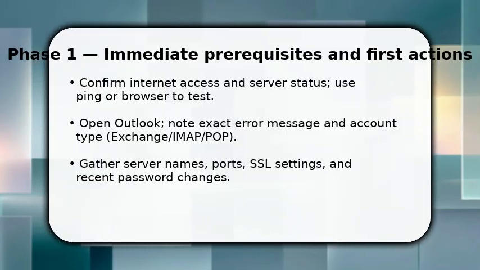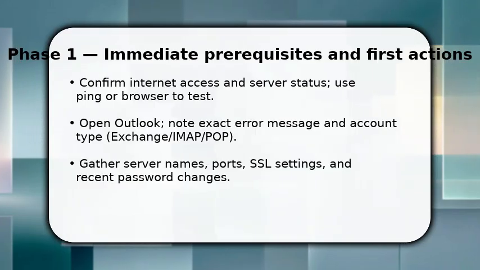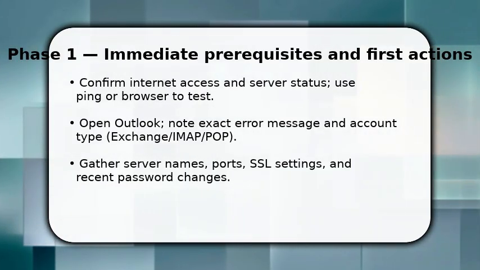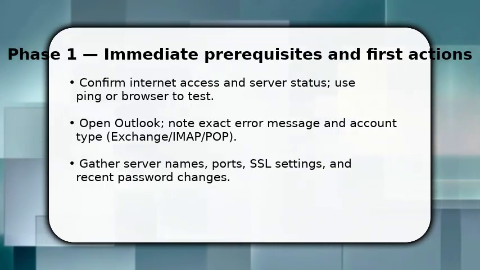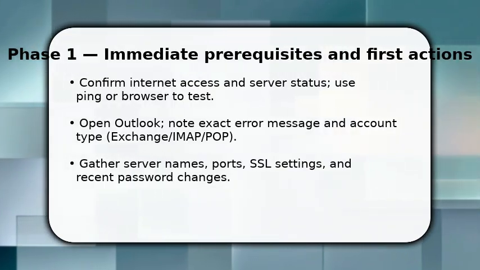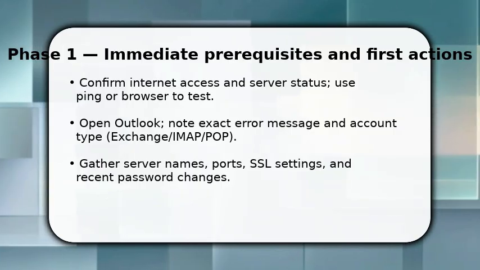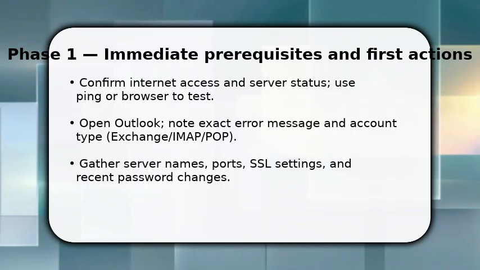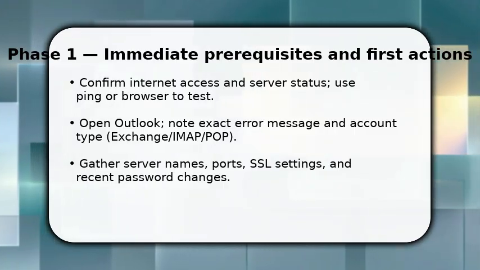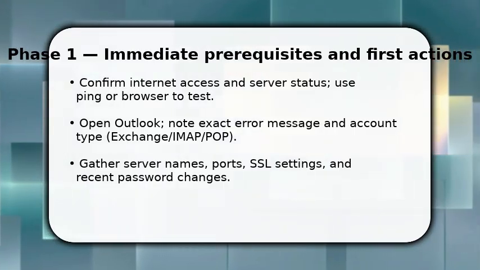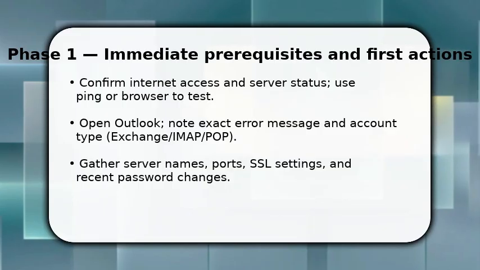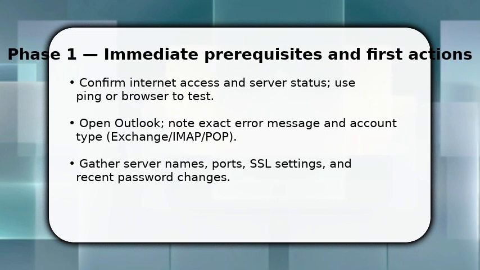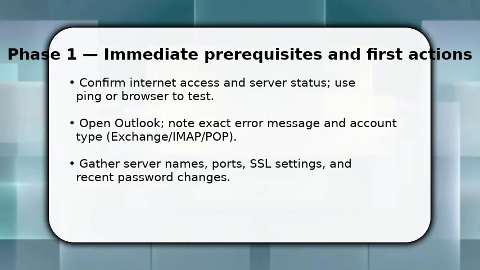You start by confirming the basics. Check your internet and verify the mail server is reachable with ping or a browser. This rules out network issues. Next, open Outlook and read the exact error so you know whether it's Exchange, IMAP, or POP. This changes the steps you'll take. Then collect account details, incoming/outgoing server names, port numbers, SSL/TLS requirements, and whether your password or admin policies changed. Once done, you're ready to adjust settings directly.